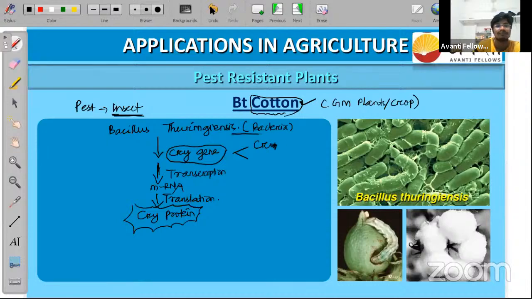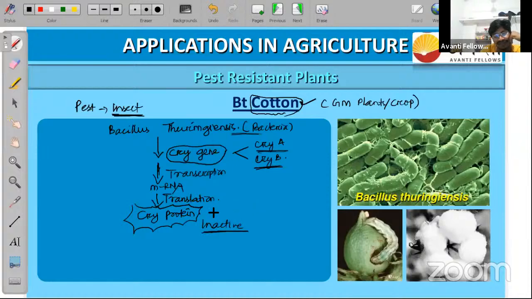Go through cry-A and cry-B, you will understand it well. So these two genes will be there, and they will be producing cryoprotein. Now the role of this cryoprotein is important. Normally this cryoprotein stays inactive.